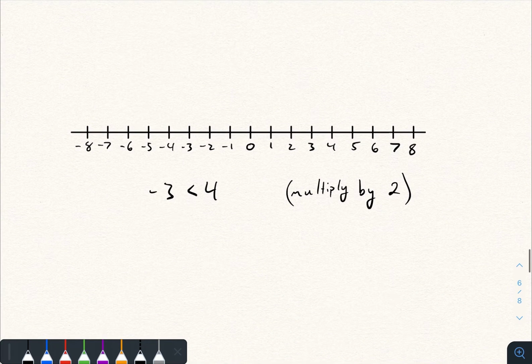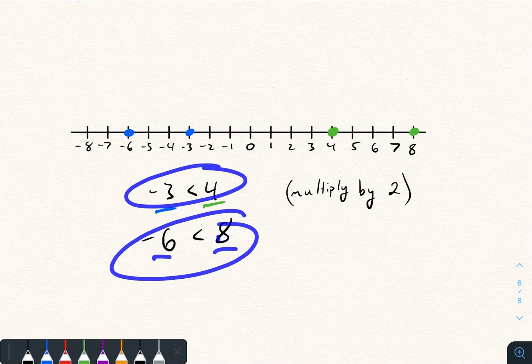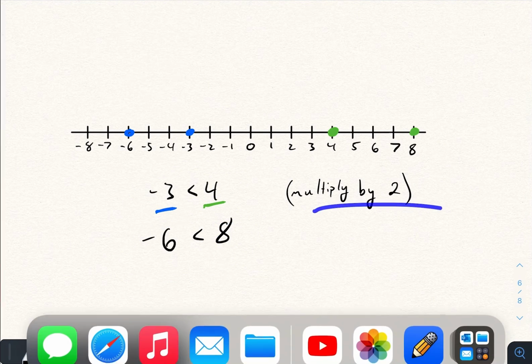I'm getting ahead of myself. Let's do negative 3 is less than positive 4, and multiply both sides by positive 2. So here's negative 3, and positive 4 is over here. We're going to multiply both sides by positive 2. 4 times 2 is going to be 8, and negative 3 times 2 is equal to negative 6. And so we end up getting that negative 6 is still less than positive 8. So this inequality is still preserved when we multiply both sides by positive 2.